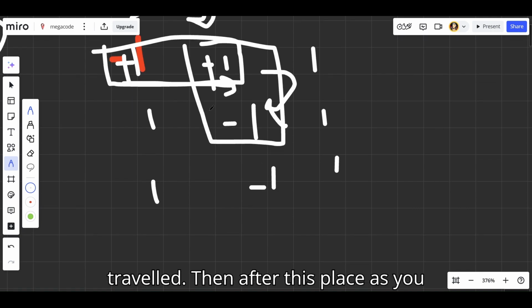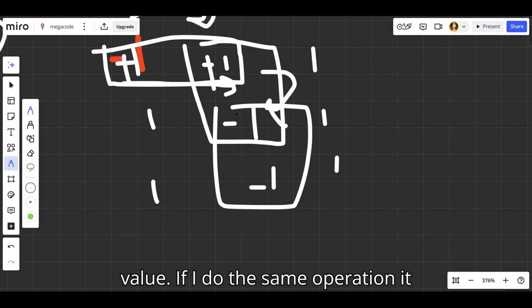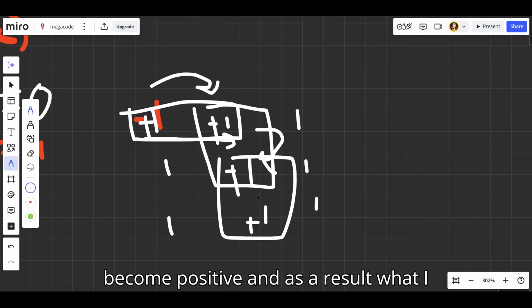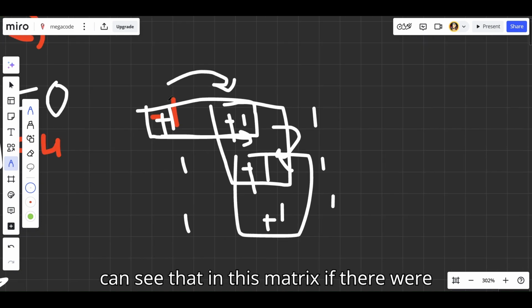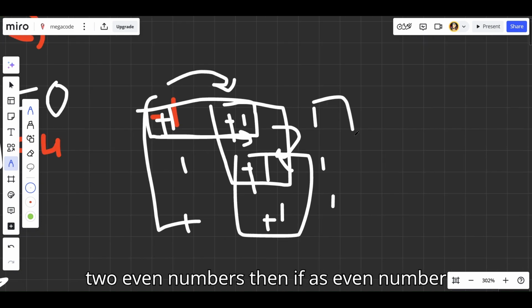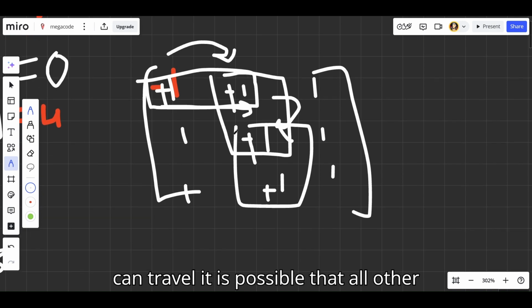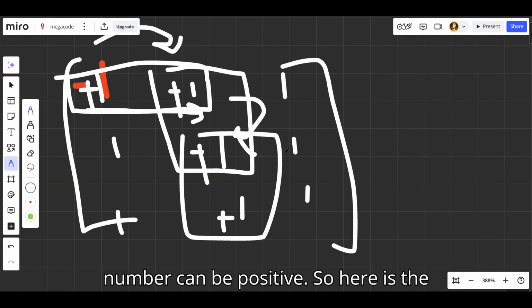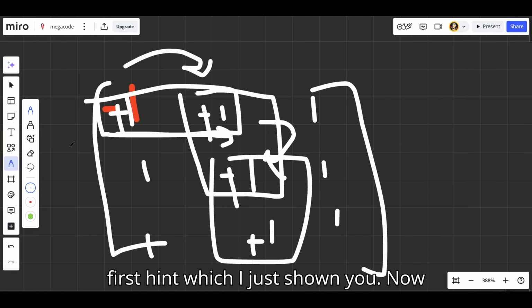Then after this place, as you can observe, we have two negative values. If I do the same operation, it becomes positive. As a result, what I can see is that in this matrix, if there are an even number of negatives, then since negatives can travel, it is possible that all other numbers can be positive. So here's the first hint which I just showed you.